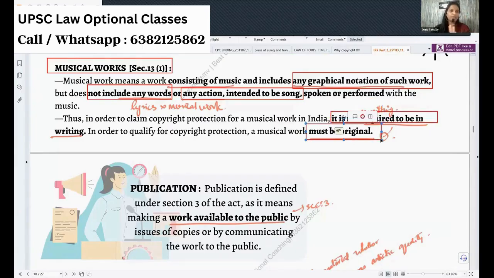Now coming to the final point: it must be original. This is a very important point. You shall not miss it when defining any copyright, like any work that is protected by copyright, be it musical, artistic, anything. It must be original.